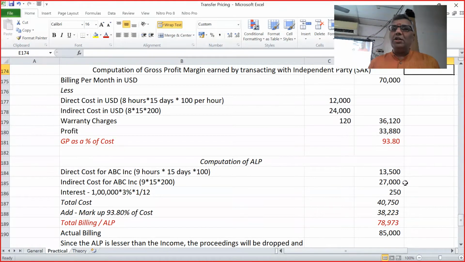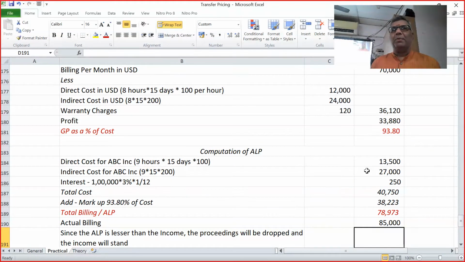சரிதான். இது அதுன்னா இதோ இப்போ அதுக்கு அடுத்த காஸ்ட் போடலாம்டா. 13500 direct, indirect, interest, total cost, markup. So I need to only bill 78,973, but I have billed 85,000. Stop the proceedings.